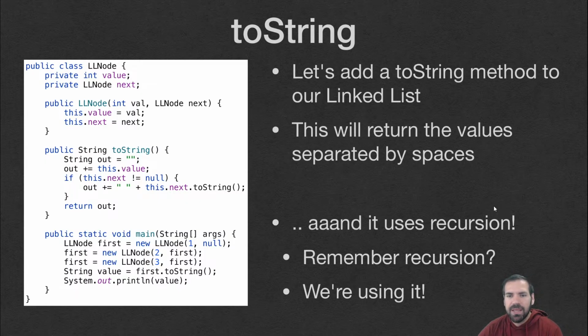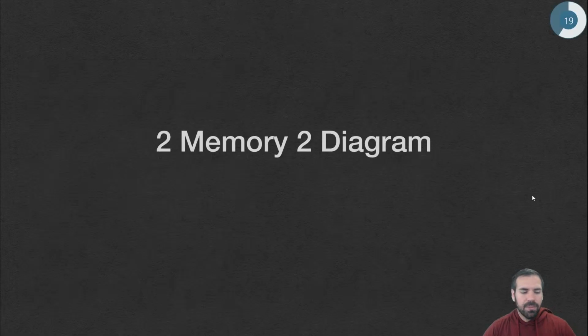So here's my toString method. What it effectively does is convert all the values in the linked list to a string where all the values are separated by spaces. And we're using recursion. We're going to use lots of recursion. I am going to use recursion for all of my linked list examples, and for all my tree examples as well. I don't want to give my whole recursion speech right now. I feel like I just gave a speech. So this uses recursion, so let's talk about it through a memory diagram.